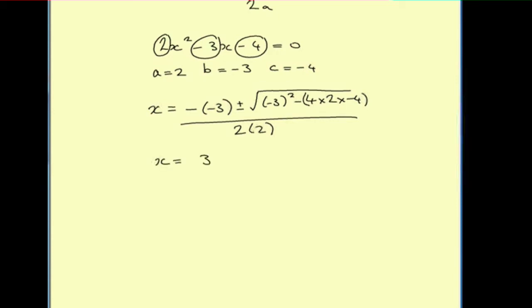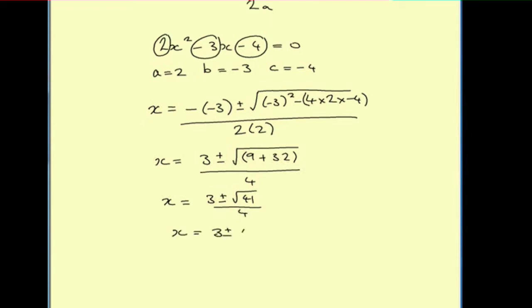So we get 3 plus or minus the square root of 9 plus 32 all over 4. So that basically works out as 3 plus or minus the square root of 41 over 4. So x equals 3 plus or minus 6.403 over 4. So x is equal to 2.35 to 2 decimal places, or it equals minus 0.85.